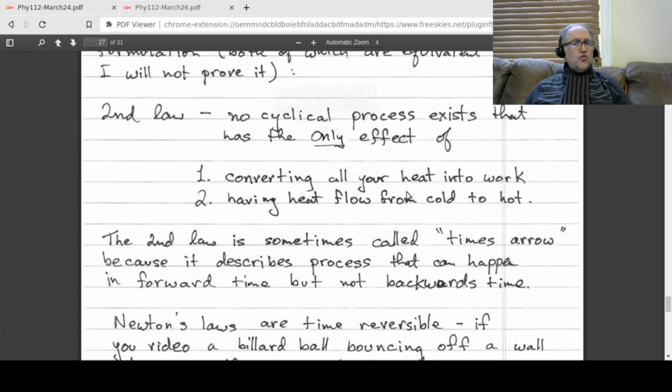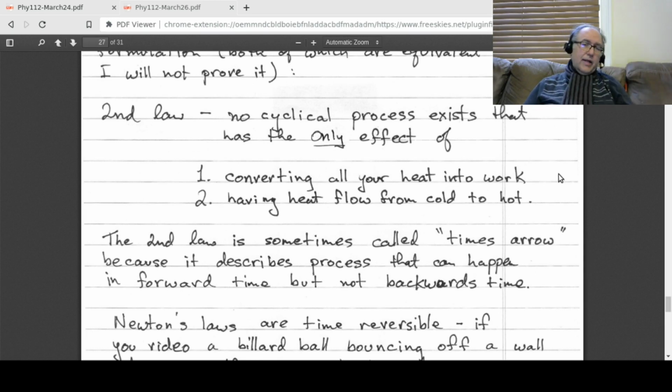And I'm not going to prove that the two formulations are actually identical to one another. But they are, and I'm going to give you both of them because they're both intuitively useful. All right. So the second law of thermodynamics says that no cyclical process exists that has the only effect of either converting all of your heat to work or having heat flow from a cold area to a hot area. Okay. Now, if you think about those two statements, they correspond to the two situations that I just illustrated for you. So the second law of thermodynamics basically says, no, that can't happen.